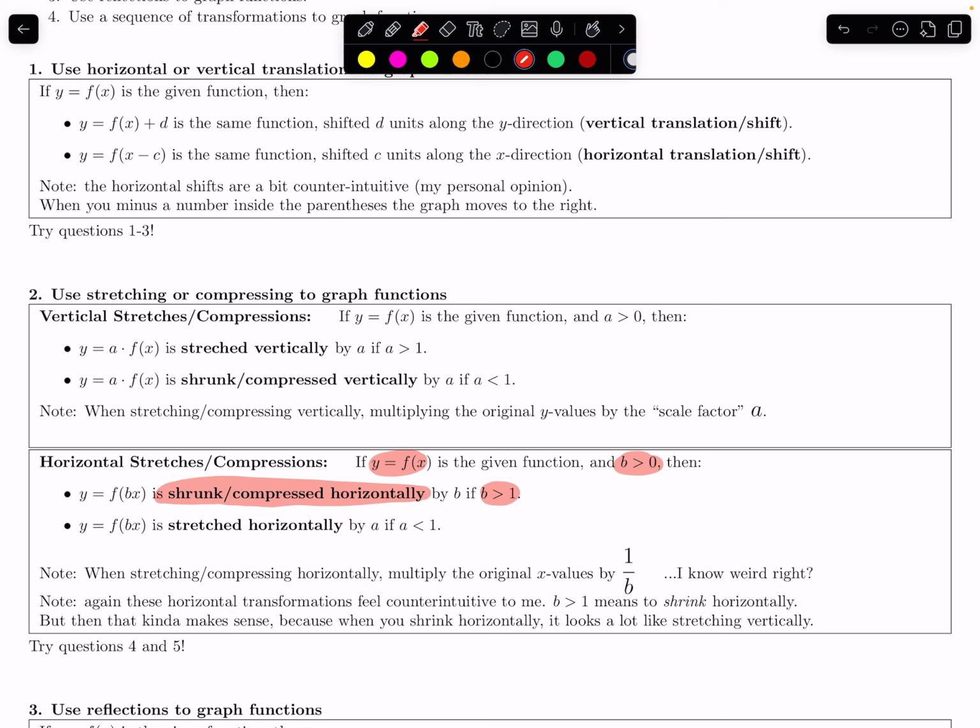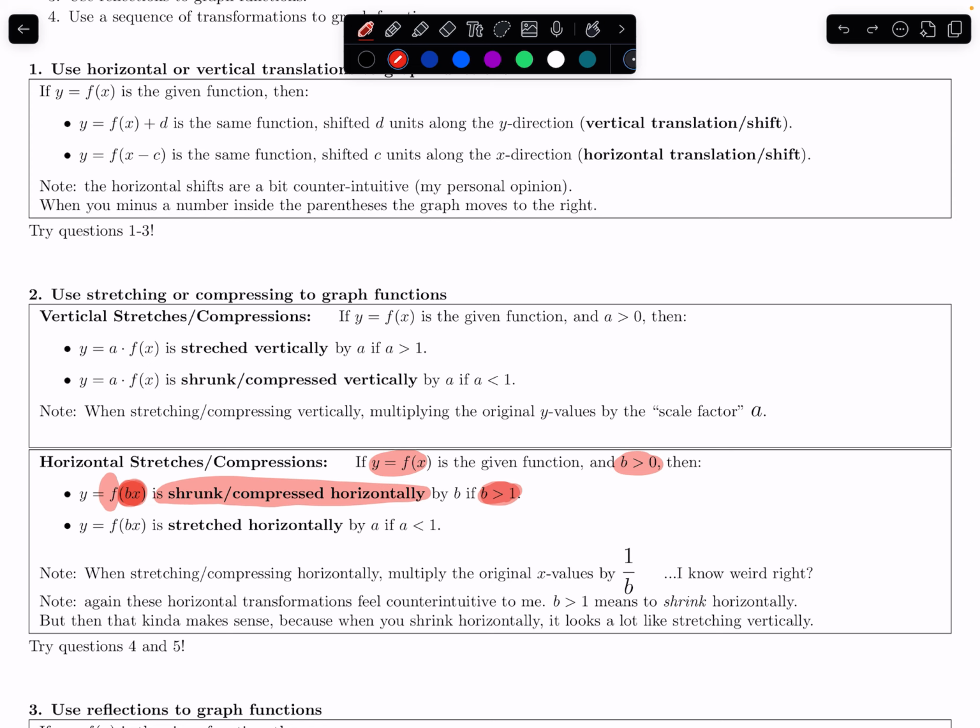Now, where does that b go? That b goes this time inside of the parentheses. So before the function is even applied, it's already multiplied by b. And if it's bigger than 1, it's shrunk. So if b is 2, it shrinks it, but it shrinks it horizontally. So try to think of a graph with me. Let's take a parabola graph. If I shrink it horizontally, so I bring these guys inside, it's going to look something like this, right? And to me, it actually looks like a vertical stretch. So really, horizontal shrinking is very similar to vertical stretching.